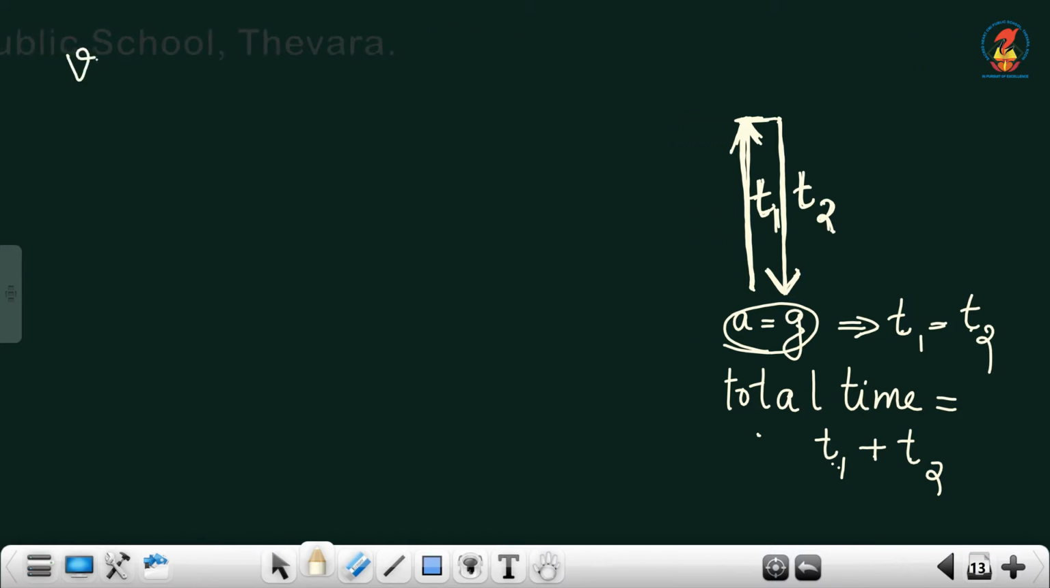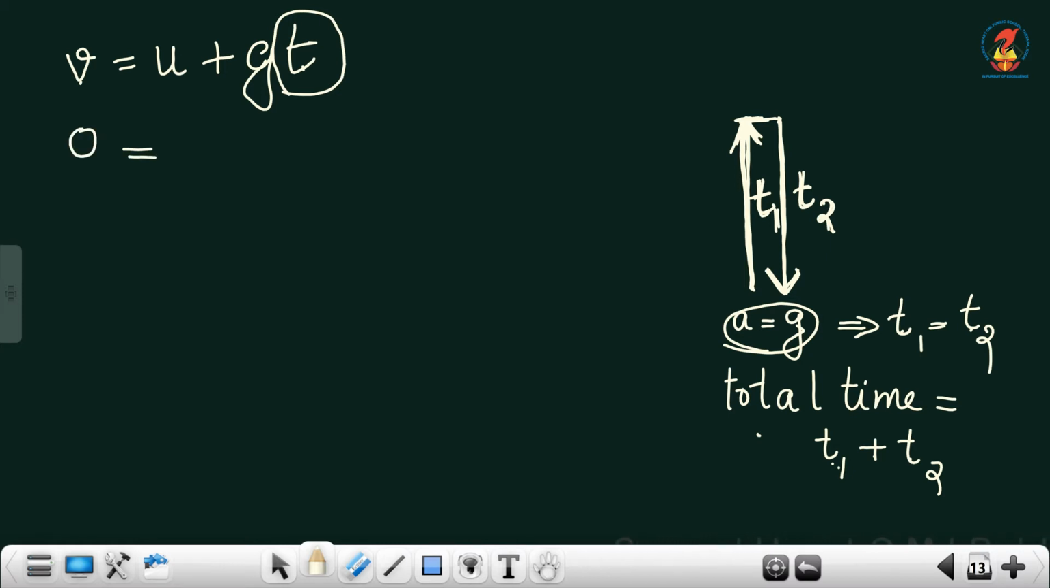We have the equation V is equal to U plus GT, which connects velocity, acceleration and time. So, from this equation we can easily calculate T. We know the value of V is 0. Now, we are finding time T1 for the object to reach maximum height.